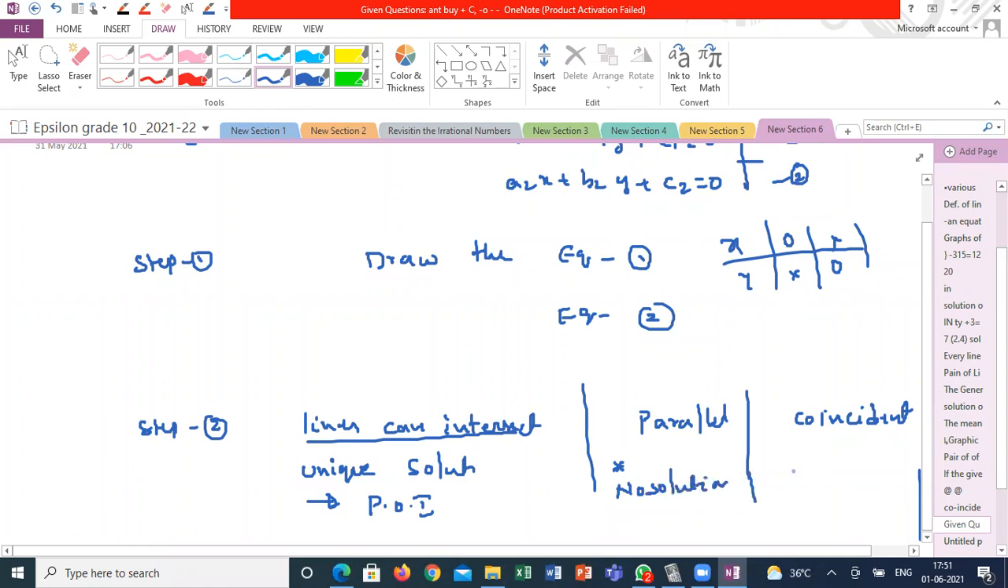If it is coincident lines, your answer is what? Infinitely many solutions. For one question, you will get either one option, correct? Either you will get the first option, or the second option, or the third option. Is it possible you will get two options for a single question?